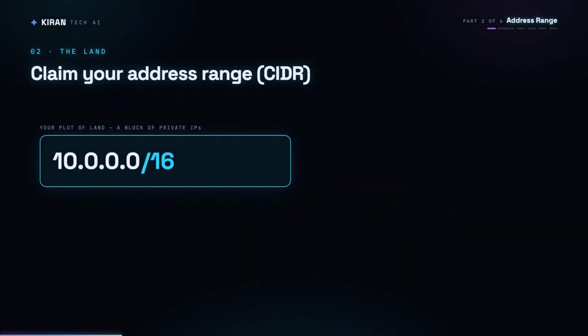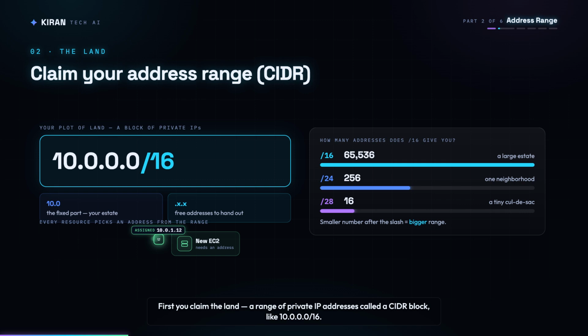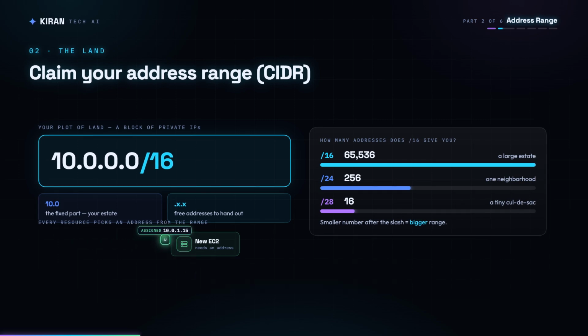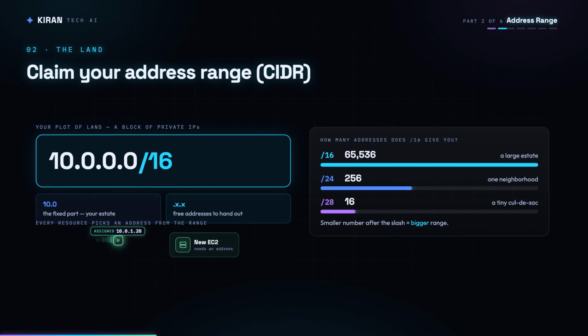Step 1. Claim your land. You pick a range of private addresses called a CIDR block. It looks like this, 10.0.0.0/16. Looks scary? It's really simple. The first part, 10.0, is fixed. Think of it as your estate's name. The rest is free. Those are the addresses you'll hand out to everything you build inside.